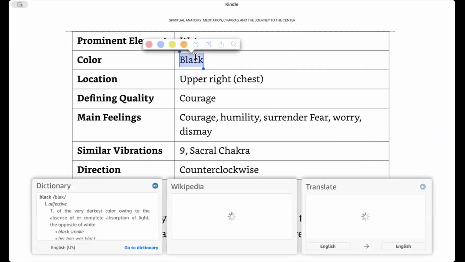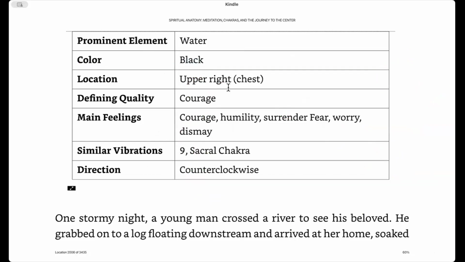And the color is black. The upper right chest, the defining quality of the water point is courage. And the main feelings here are courage. So you will see all the opposite feelings, the positive and the negative both, at every point. So the courage is the defining quality, humility, surrender, fear, worry, and dismay. These are the feelings at the chakra 4. And similar vibrations as the ninth chakra, and direction is counterclockwise.